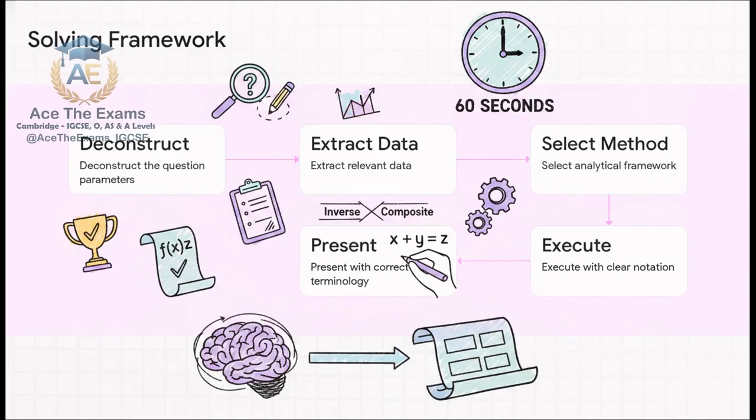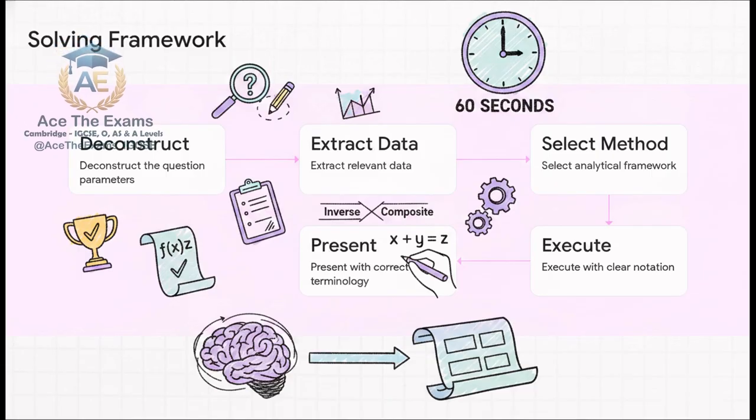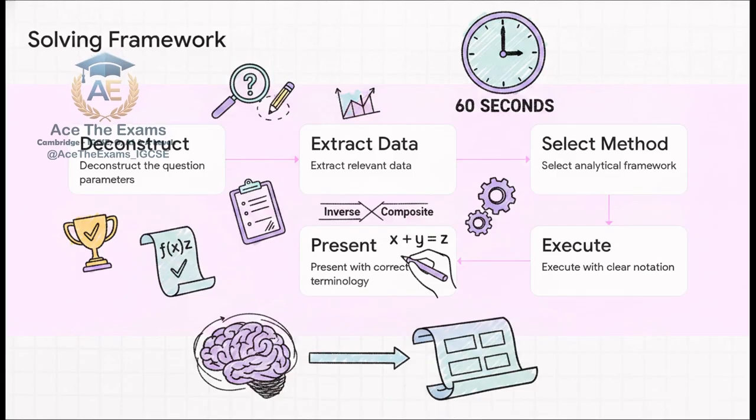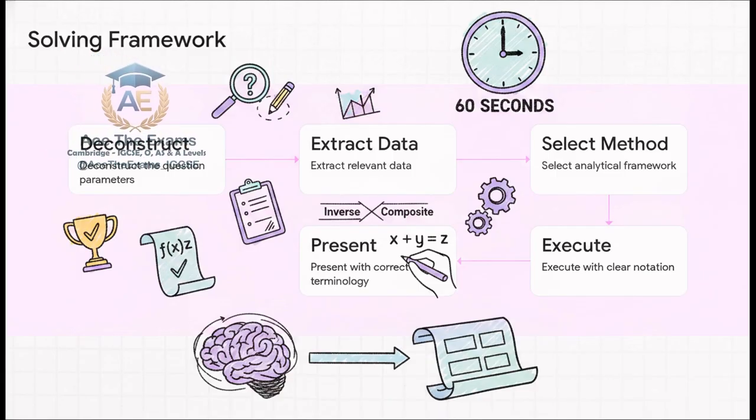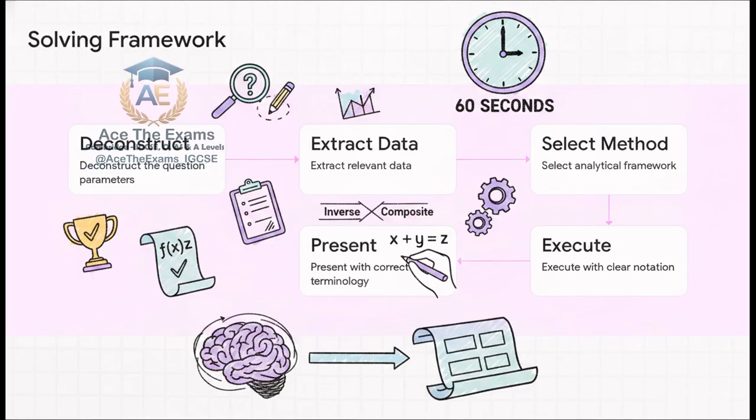E stands for Evidence, substituting your specific given values into that formula. The second E stands for Execution, performing the algebraic manipulation with crystal clear step-by-step working out. And L stands for Link, linking your final mathematical value back to the specific context of the question, complete with units or domain restrictions. Let's do a quick interactive challenge.